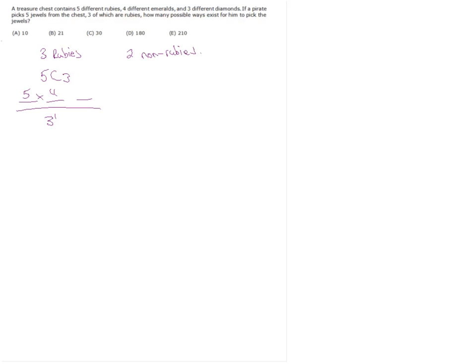That's 5 times 4 times 3. Of course, 3 factorial is the same thing as 3 times 2. So we get 10. The 2 non-rubies, we know there is 7. We're choosing 2 of them. So that's 7 times 6 divided by 2 factorial. And that ends up giving us 21. So because we're selecting the rubies and the non-rubies, we're doing 21 times 10, and that's 210.